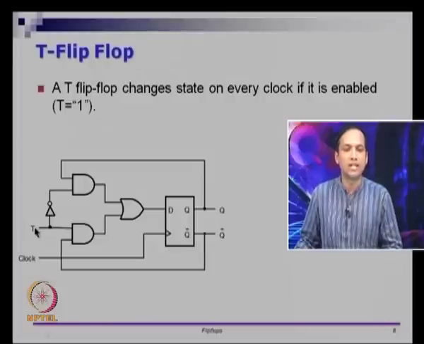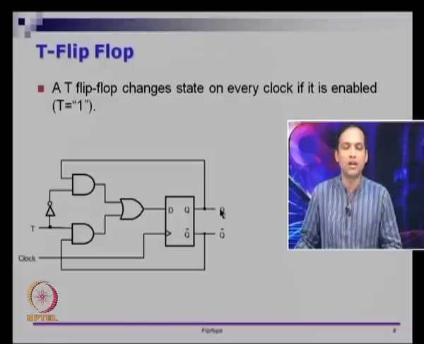So let us put T equal to 1 for a while now. If T is 1, this is 0, which means this line will be a 0. If T is 1, 1 and Q bar will come here. So you have 0 or Q bar, 0 or Q bar is Q bar, Q bar goes as D input. So when the clock comes in, let us say this is a positive edge triggered D flip flop, right. So when the clock comes in, Q bar will be copied to Q.